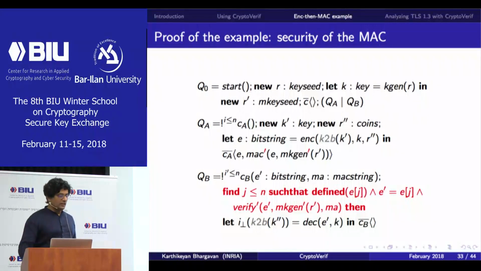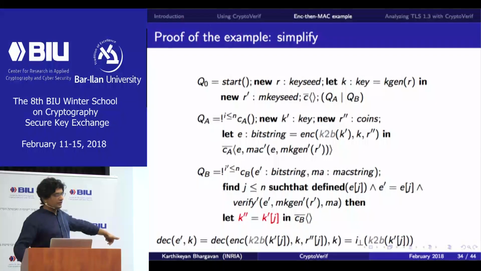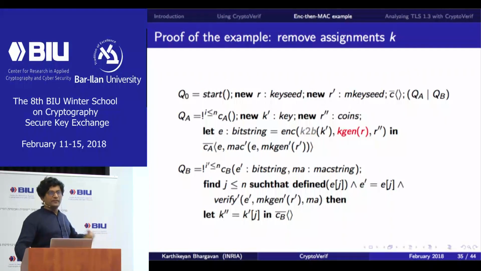This is valuable because if the E prime that I'm trying to verify is one of the E's on the other side, then I know what the shape of E is. E has to be of the shape enc of K to B of K prime, of K and R double prime. So I know what the shape is, and I can now simplify further. It knows that the decryption down there is being applied to an encryption, so it uses that to simplify the decryption, and it obtains that the K double prime down there is actually equal to the K prime that was sent from the other side.